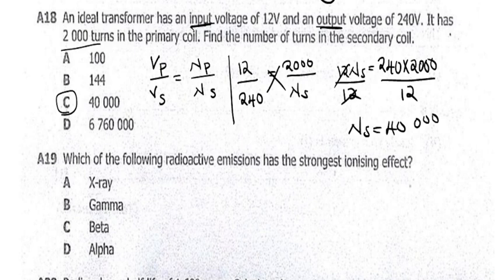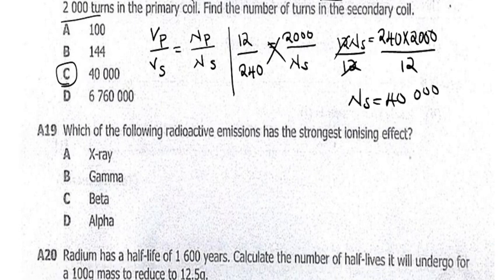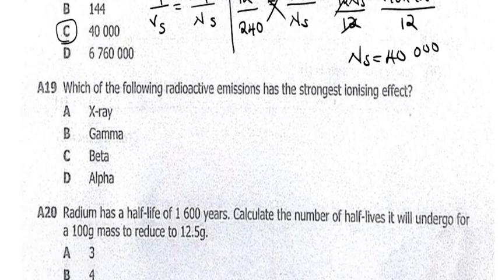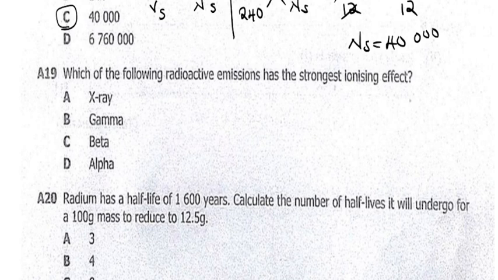We go to question 19. Which of the following radioactive emissions has the strongest ionizing effect? Now, the one with the strongest ionizing effect is alpha radiation. So an alpha has got the strongest ionizing effect.